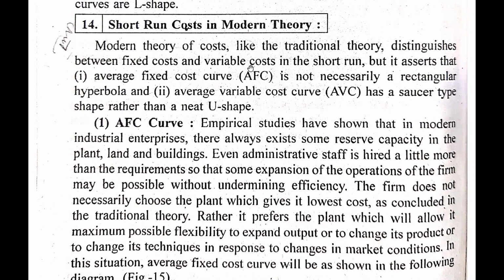Here, the modern theory of cost, like the traditional theory, distinguishes between fixed cost and variable cost in the short run, but it asserts that the average fixed cost curve, AFC, is not necessarily a rectangular hyperbola, and average variable cost, that is AVC, has a saucer type shape rather than a neat U shape. So guys, we got the U shape in the short run marginal cost, the short run variable cost, or the long run fixed cost or variable cost. But in the modern theory we found that it is not necessary that fixed cost or variable cost will get a U shape.